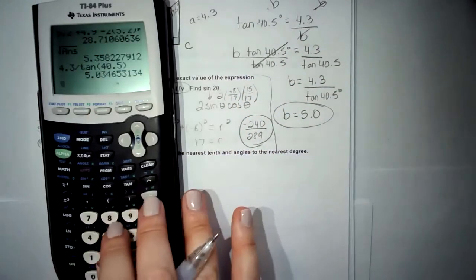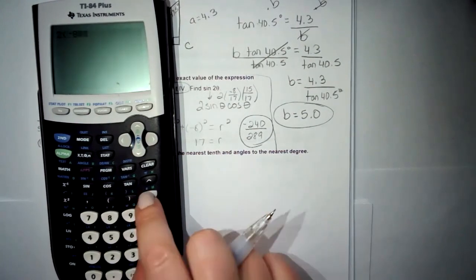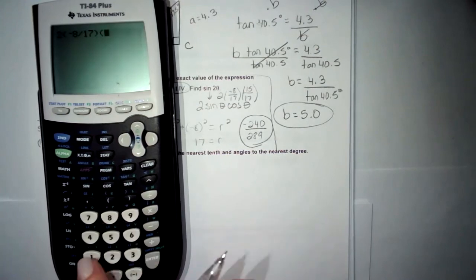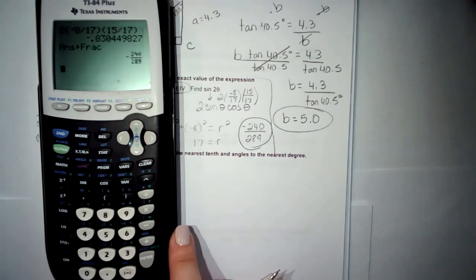Okay, let's make sure we can get that in our calculator. So I'm going to have 2 times negative 8 over 17 times 15 over 17, and I get that crazy decimal. Then I do math, frac, and there it is. Everybody okay with that one?